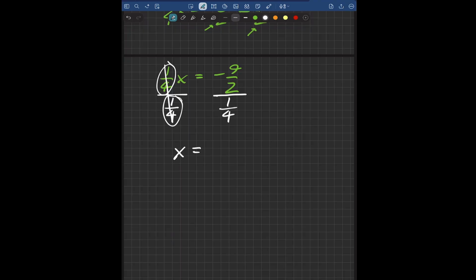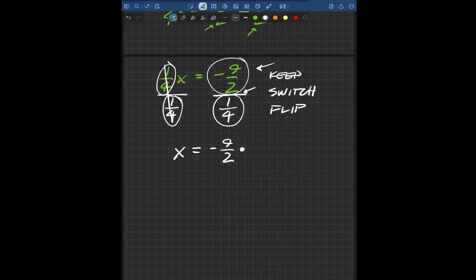Now, when dividing these two fractions, for many it gets complicated. Many of you, not all of you, many of you think this little mnemonic device. So keep, which means I'm going to keep this numerator, or keep the first number. Switch, which means change division into multiplication. And then flip. Keep, switch, flip. Flip means take this and reciprocate it or invert it. Or in other words, 1/4 becomes 4.